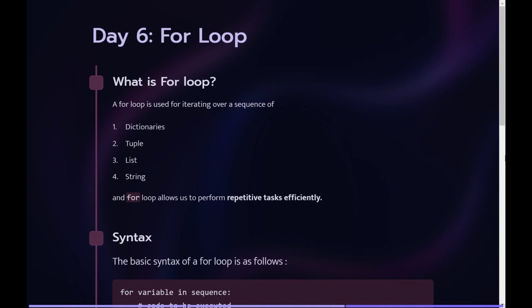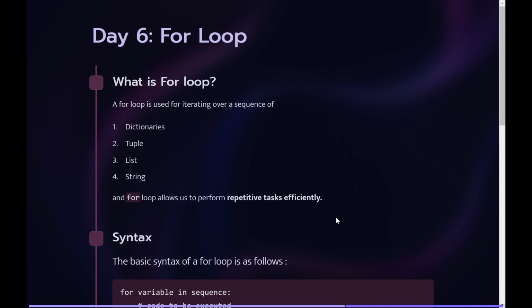So for loop enables us to repeat a particular set of statements until the condition is satisfied. So a for loop is used for iterating over a sequence of dictionary, tuple, list, string, and for loop allows us to perform repetitive tasks efficiently.